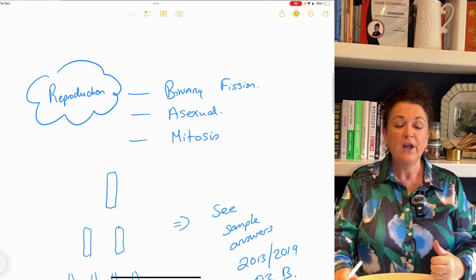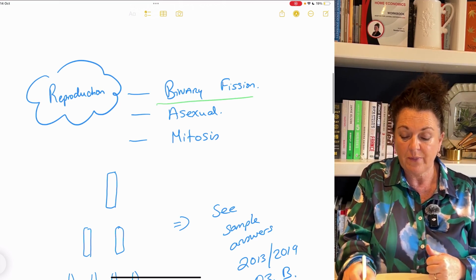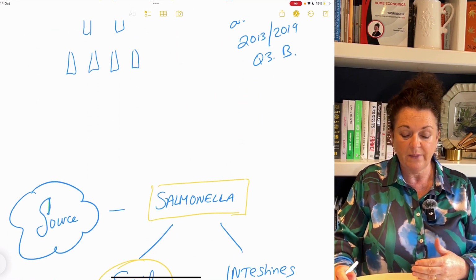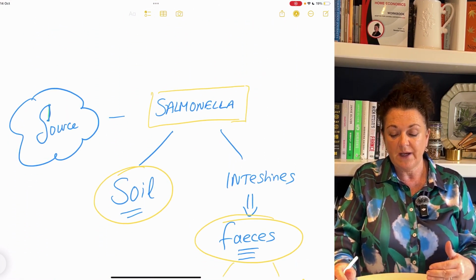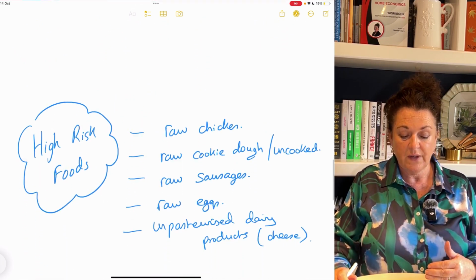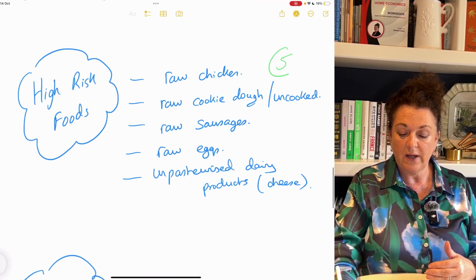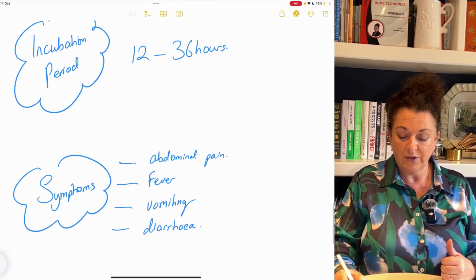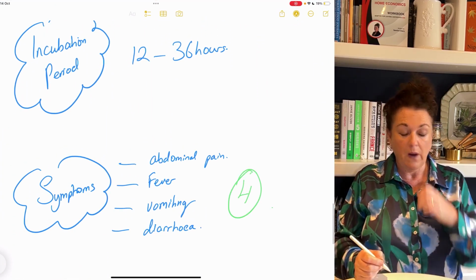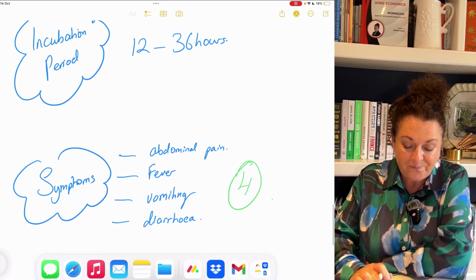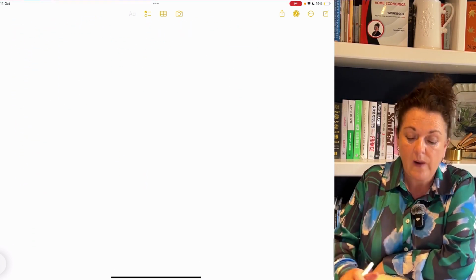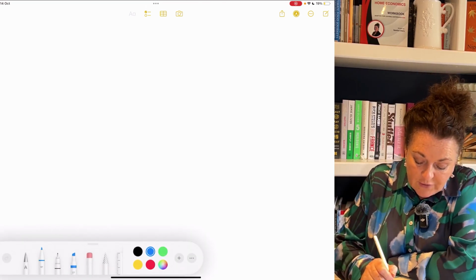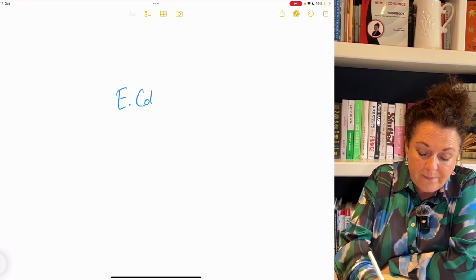Right, about reproduction, you have to mention binary fission. Words like asexual reproduction and mitosis must be given. Soil and feces are a source. High risk foods, we said to know 5, and incubation period 12 to 36 hours, and know 4 symptoms. And that's our Salmonella. Now our second one, and like that you're going to learn it from the sample answer. So we're taking E. coli 0157.